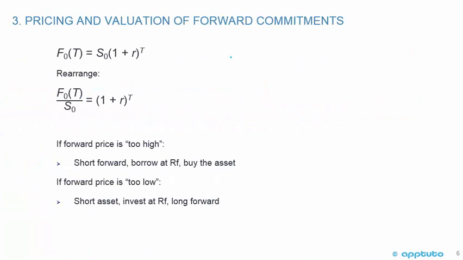And we're down to the last slide for this LOS. So recall we have the future price equals the spot price times 1 plus r to the t, okay? That's if there's no cost of carry. Now we can rearrange this so that the future price over the spot price equals 1 plus r to the t, okay? Now if the forward price is too high, we're going to short the forward, borrow at the risk-free rate, and buy the asset. If the forward price is too low, this gets into the arbitrage, we're going to short the asset, invest at the risk-free rate, and go long on the forward, okay?